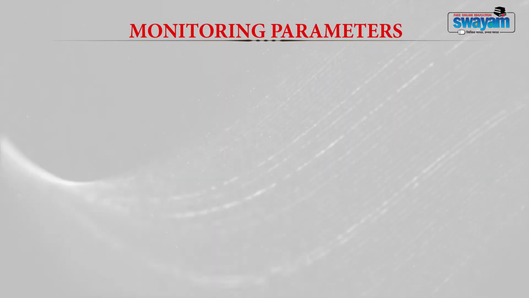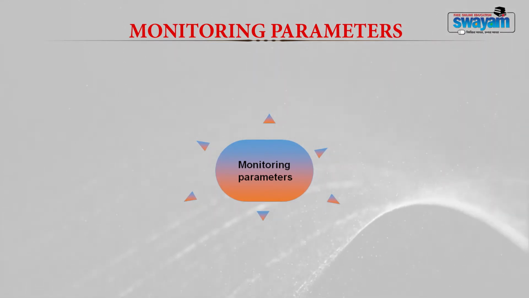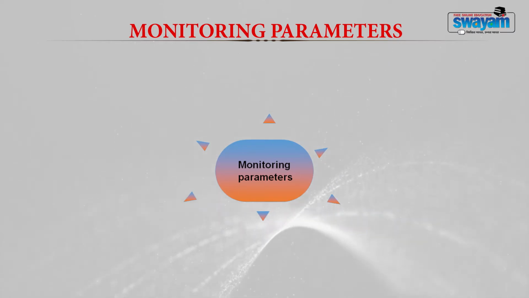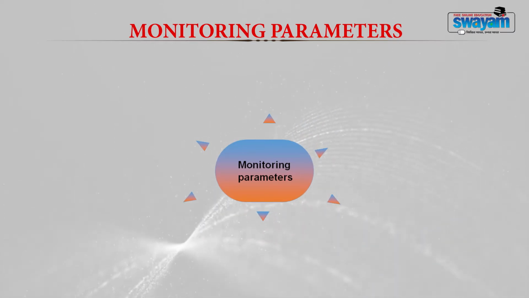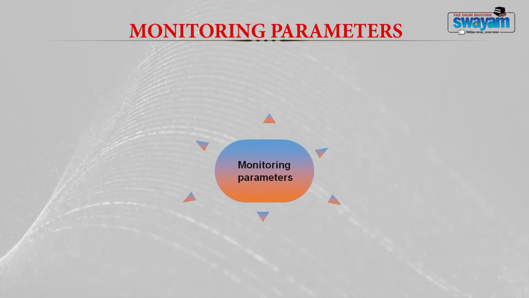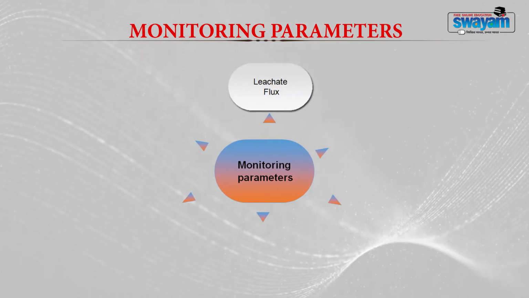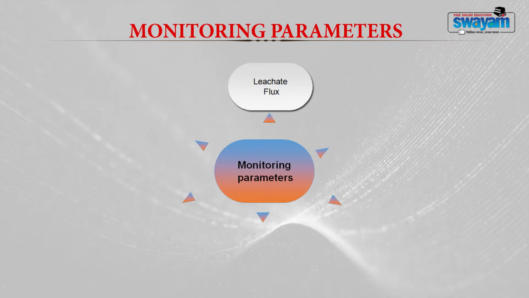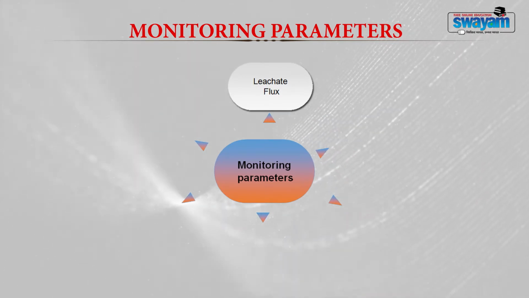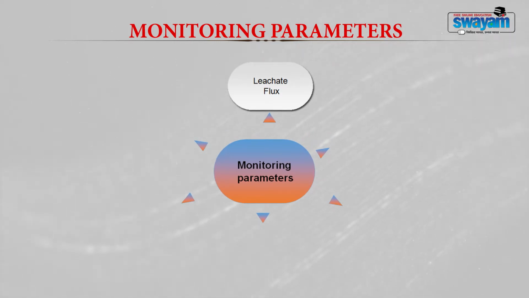Now, let us discuss the various monitoring parameters that influence waste degradation within the landfill bioreactor. Continuous monitoring of a landfill bioreactor is essential so that it minimizes operational failures and improves the performance of the process. First, leachate flux. The rate of leachate generation and recirculation should be continuously monitored because, as I told you earlier, the moisture levels will influence your waste biodegradation to a great extent.